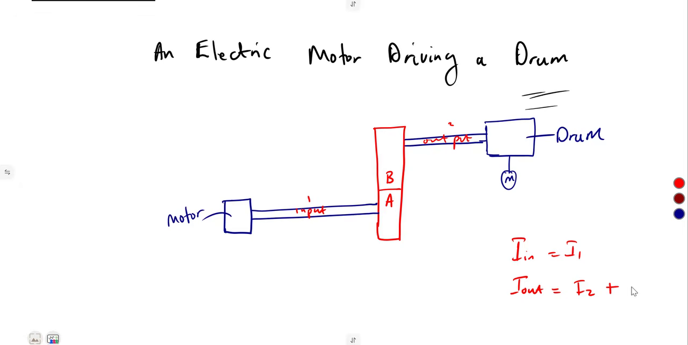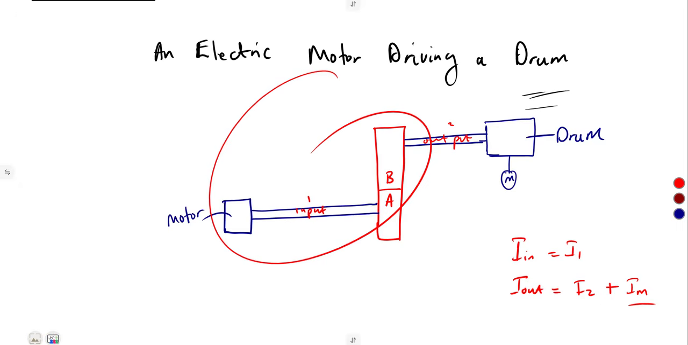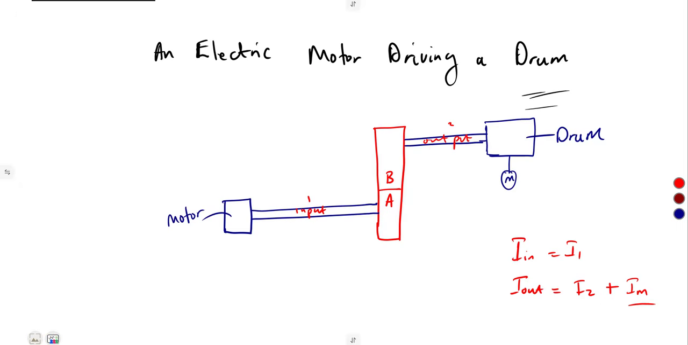The mass of the drum. So you must consider I_M for the drum. This will make sense if I explain it from a question. When you have this condition, it will make sense. But for now, just consider that it is something that you must put into consideration.